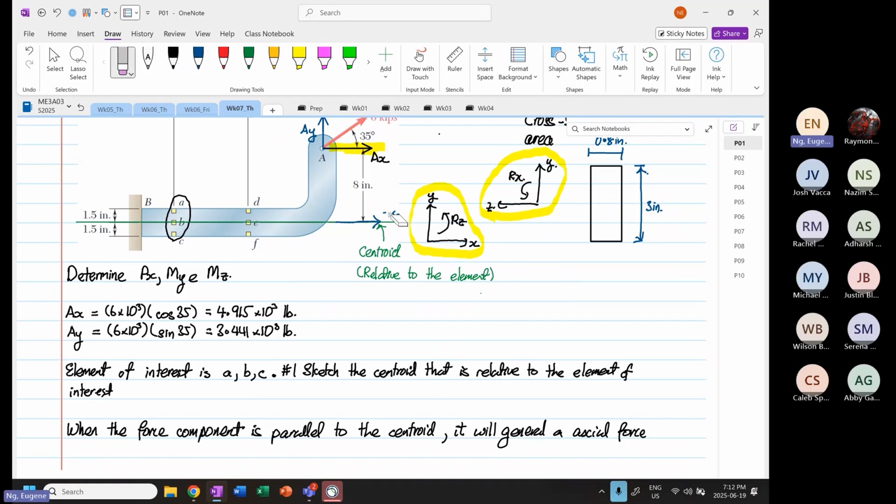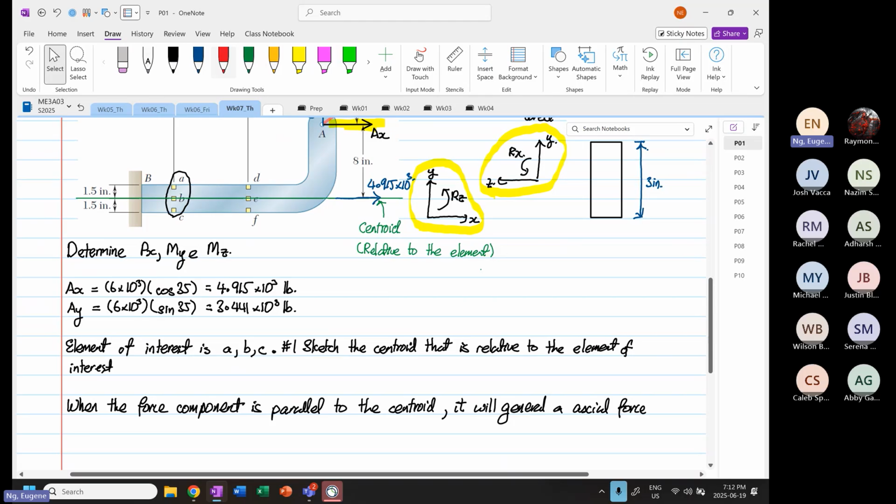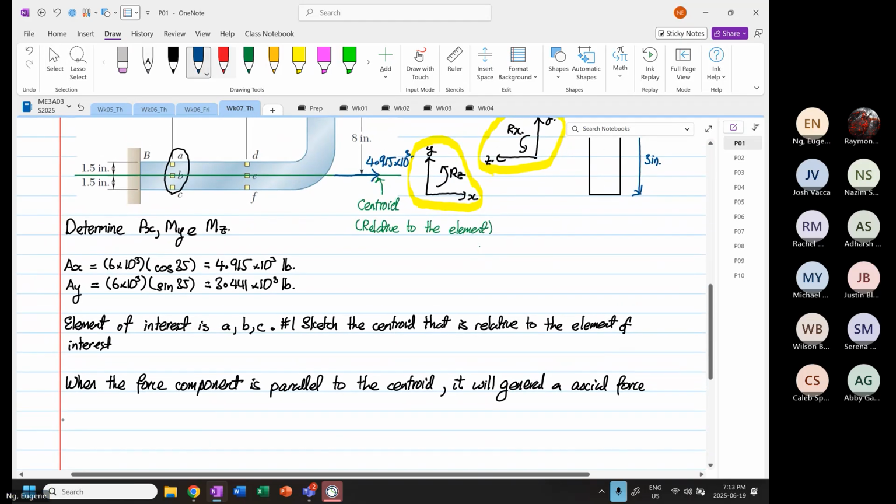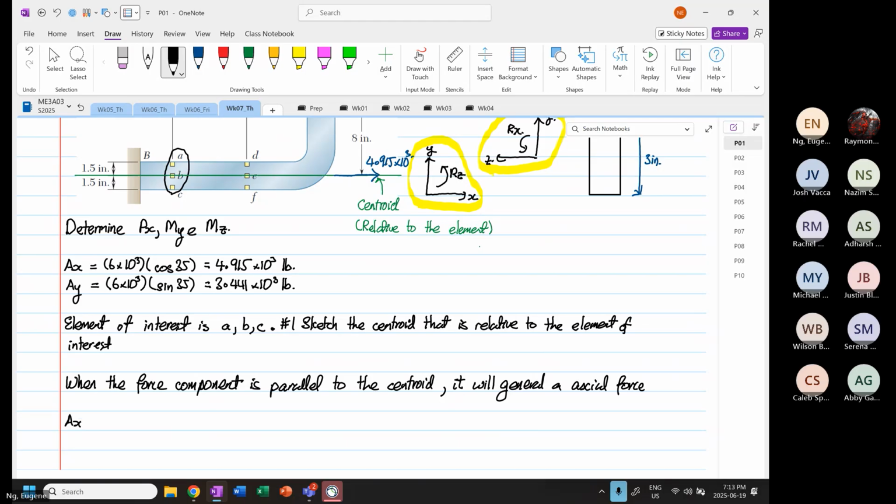Down here, we know that this will generate a load that is 4.915 times 10 to the power 3. So that is what you can see now. Then another thing that we can say about AX: AX will generate a moment about the Z-axis.